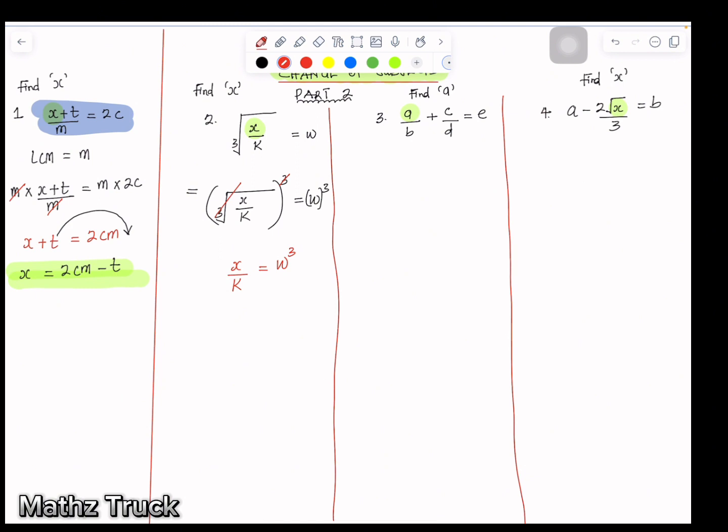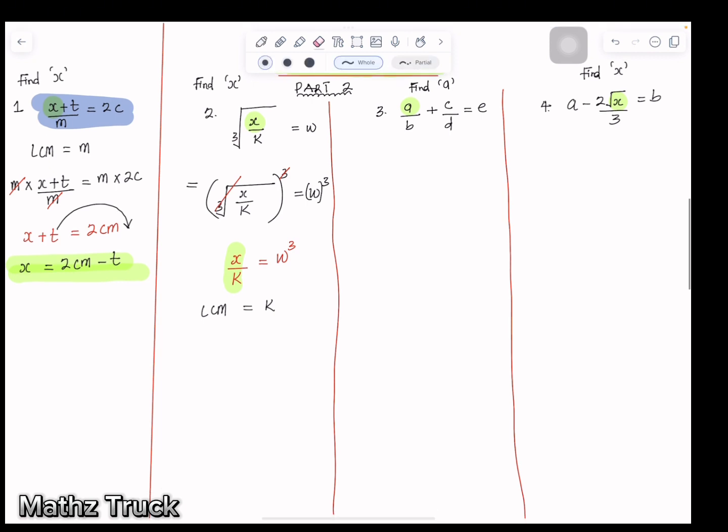Now you can also say that this looks more or less like a fraction. This is exactly a fraction. So since this is a fraction, we can write it with the LCM. The LCM for this entire expression is going to be letter k. Now we have to multiply both terms by the LCM. So we have k times x over k equals k times w cubed. Now this k takes away this k.